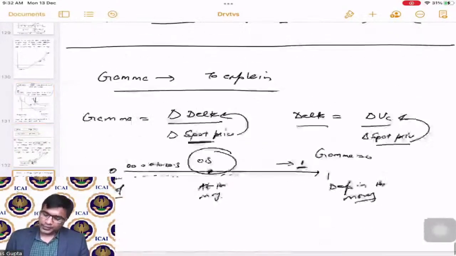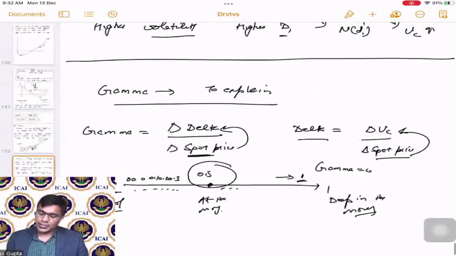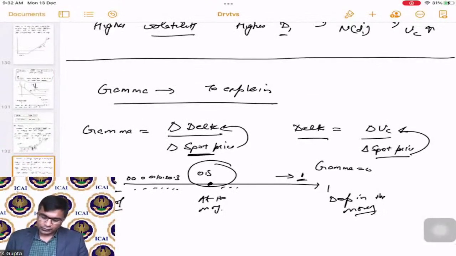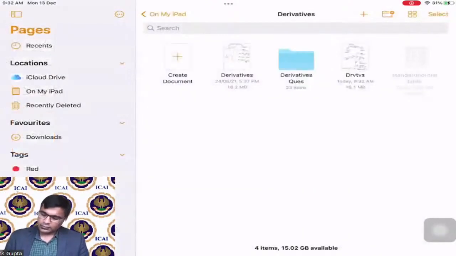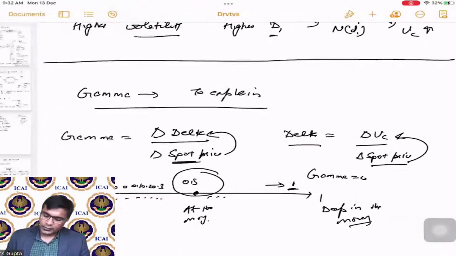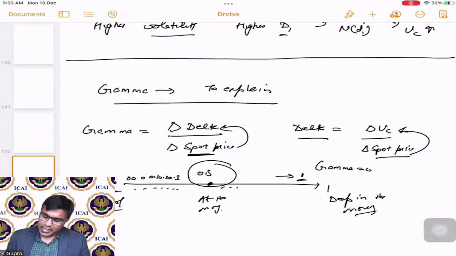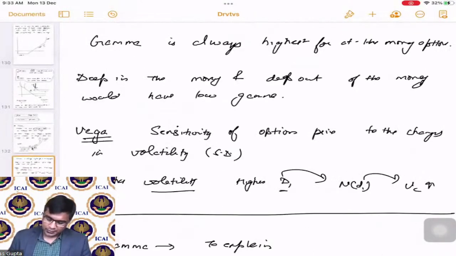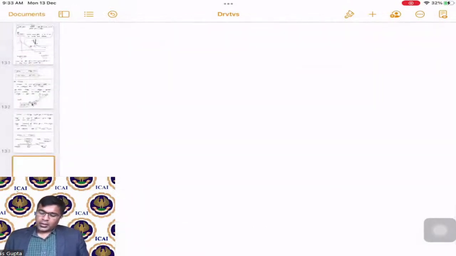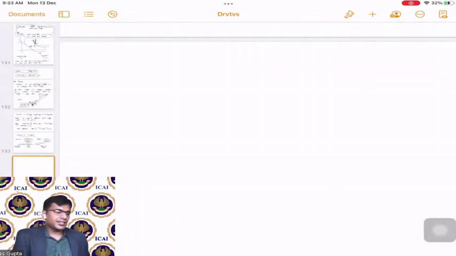Okay, so don't get confused. What I was discussing is that gamma is just measuring the rate of change in delta. That's all. Okay, Vega we have considered.